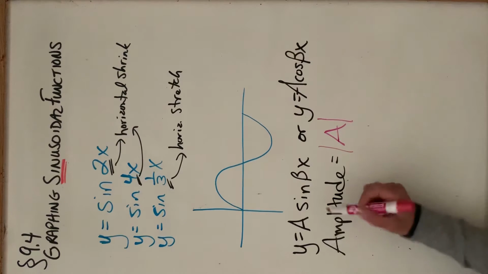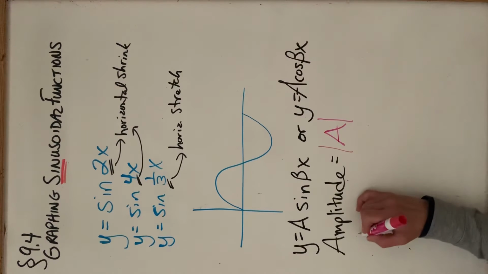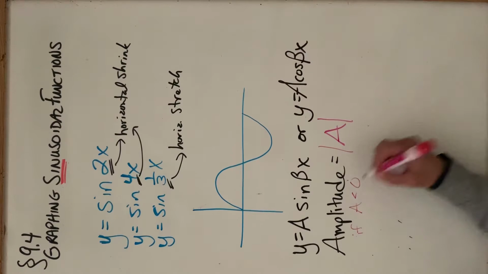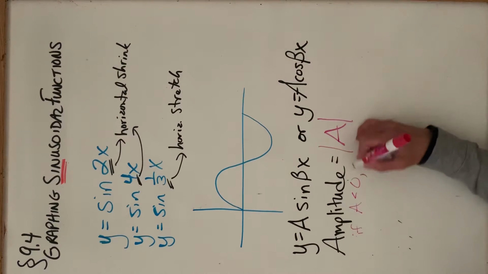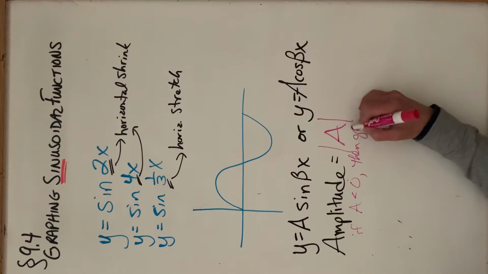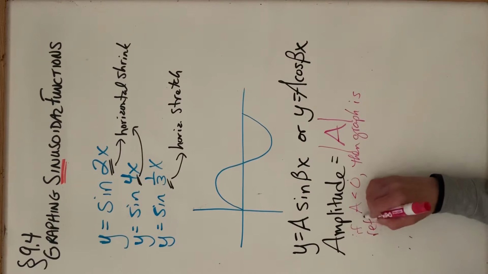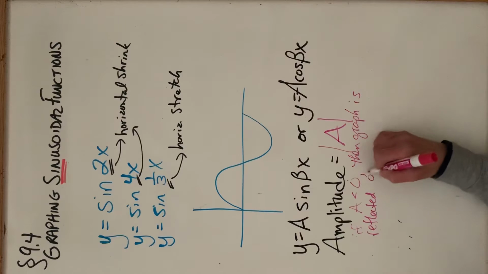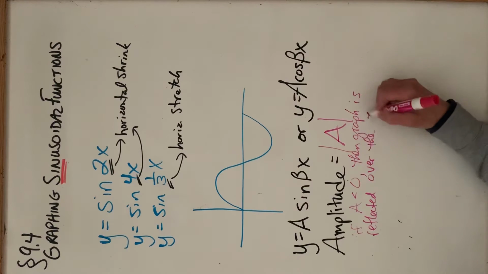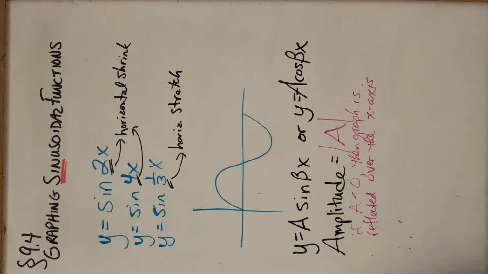So we know that if a is negative, what's really going to happen? So if a is negative, then the graph is just what? It is just reflected over the x-axis. Okay, so the actual amplitude is just determined by the absolute value of a, and then that negative is just going to reflect it, all right?